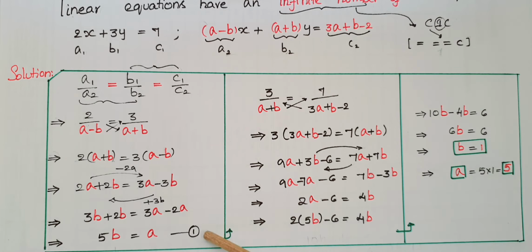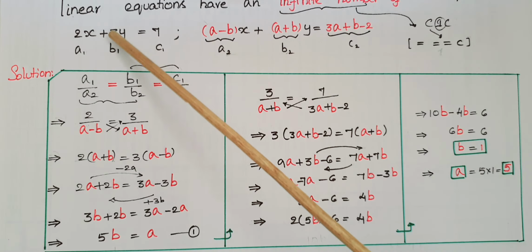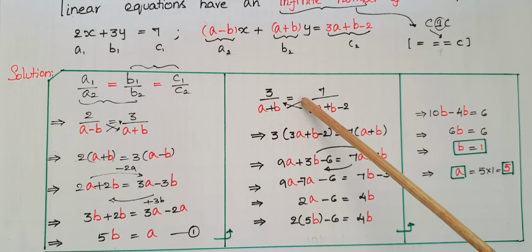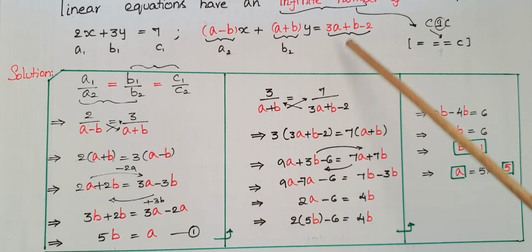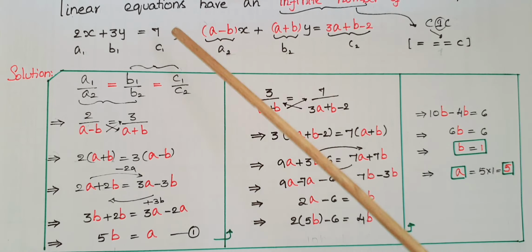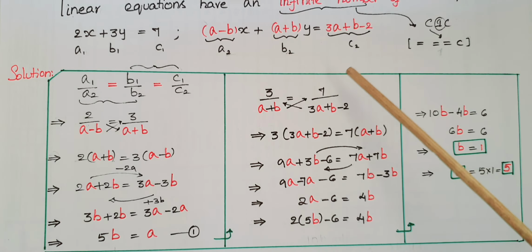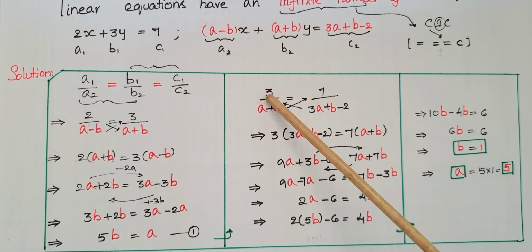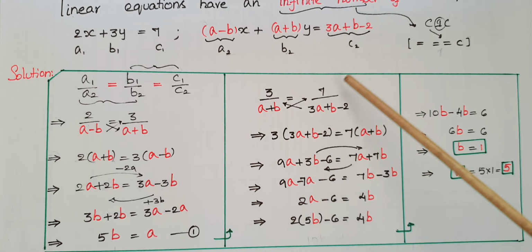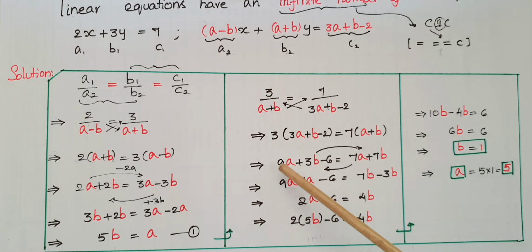This is the first equation. And the next ratios are b1 by b2 is equal to c1 by c2. So 3 by (a plus b) is equal to 7 by (3a plus b minus 2). Both constants are on the right side, so no need to put a negative sign. If you cross multiply, 3 into (3a plus b minus 2) is equal to 7 into (a plus b). Then 9a plus 3b minus 6 is equal to 7a plus 7b. Then 9a minus 7a minus 6 is equal to 7b minus 3b. Then 2a minus 6 is equal to 4b.